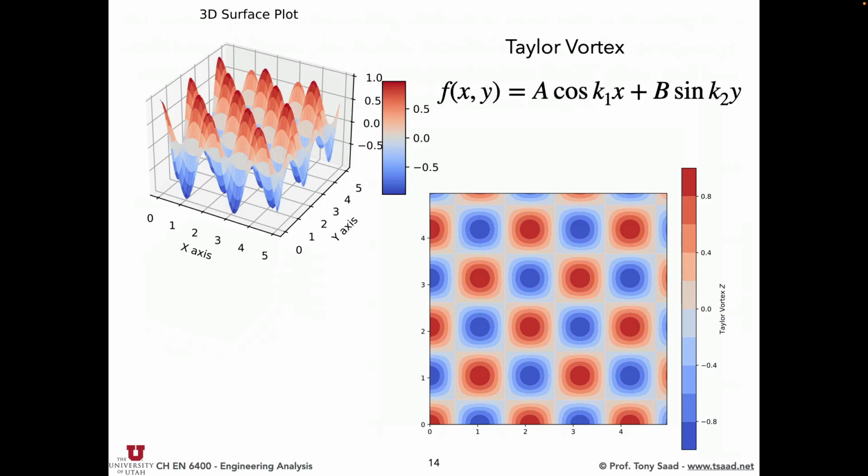This describes, it's a solution to the Navier-Stokes equations, actually. This is a solution to the Navier-Stokes equation. This is an incompressible flow. If you plot it in 3D, this is what you get. Can you see anything from this? I cannot see.